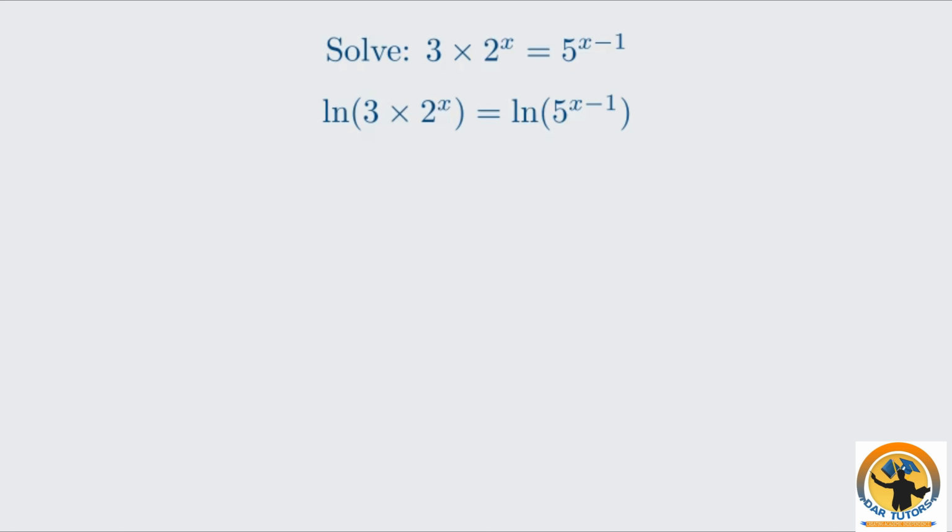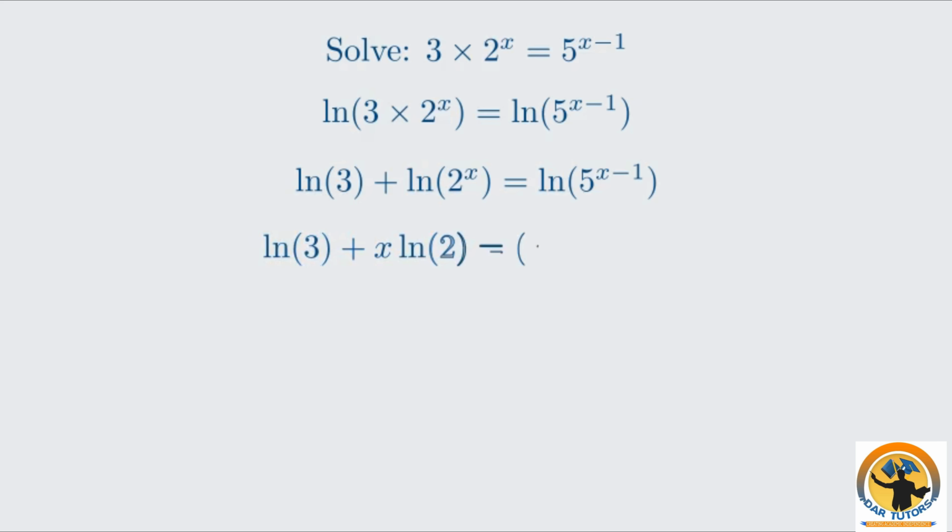On the left side we have a product, so we use the product rule. This gives us ln of 3 plus ln of 2 to the power of x. On both sides, we can now apply the power rule to bring the exponents down as factors. The x comes down from the exponent of 2, and the entire expression x minus 1 comes down from the exponent of 5. This is the crucial step that makes the equation solvable. Now we have a linear equation in terms of x.